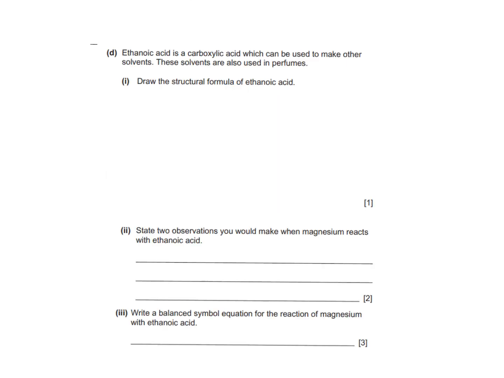D part 1, draw the structural formula for ethanoic acid. Okay, the eth part tells me there are 2 carbons. Oic acid is a carboxylic acid, so it is C double bond O, OH. So this is the functional group for carboxylic acid, COOH. And then I need to remember to complete this with hydrogens. Again, ensuring that all of the carbon has 4 bonds.